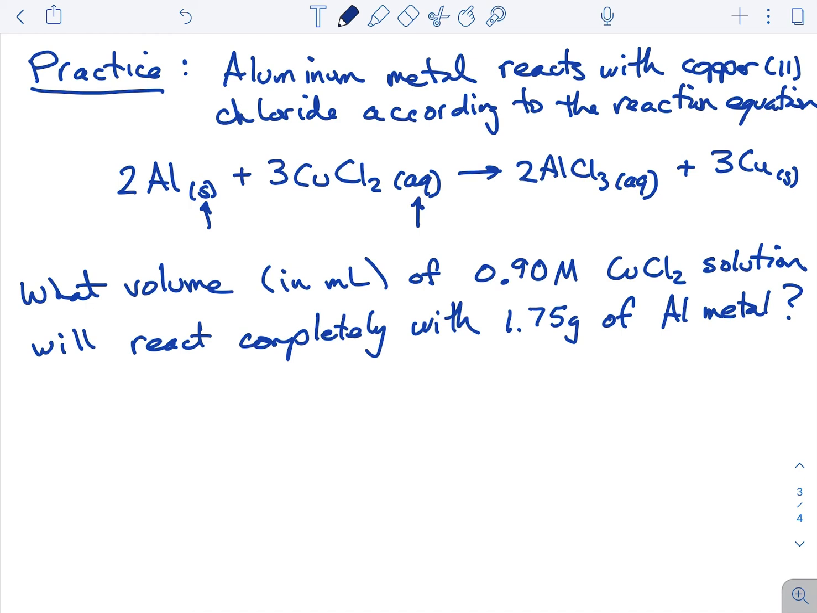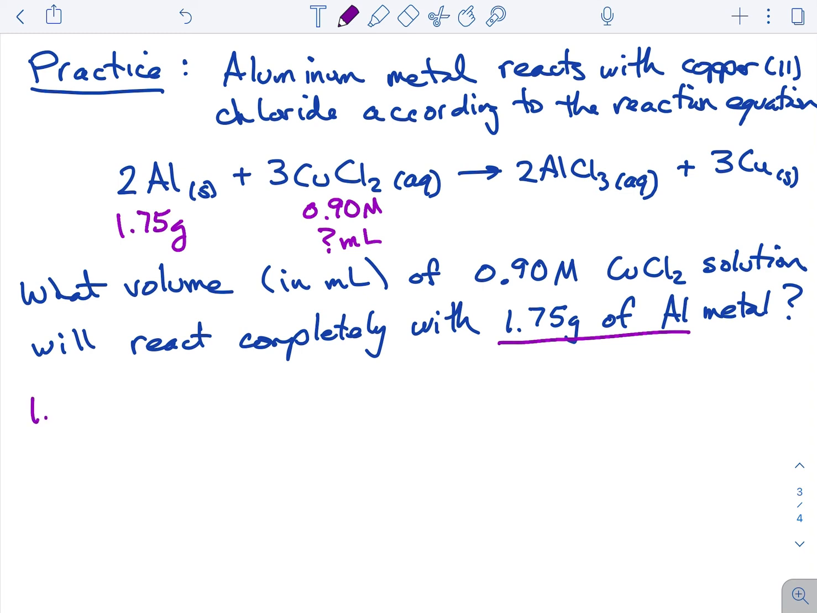All right, hope you've had a chance to work through this now. So I'm going to do the same thing I did earlier, which is I'm going to organize my data. And I'm going to change my pencil color. There we go. So I have 1.75 grams of aluminum, and I have 0.90 molar copper chloride, but I don't know what volume of that. So that's where I'm going. I know the most about the aluminum.